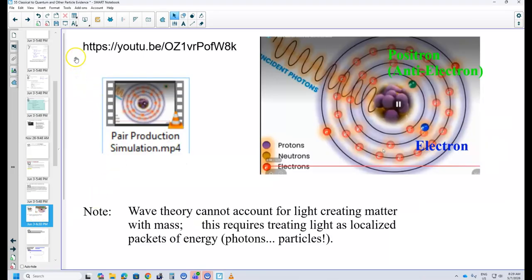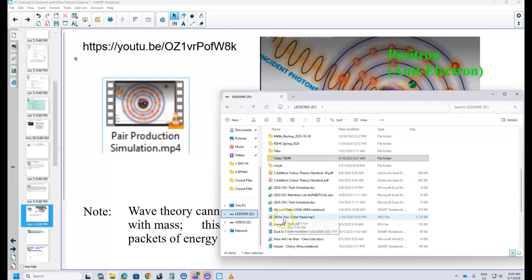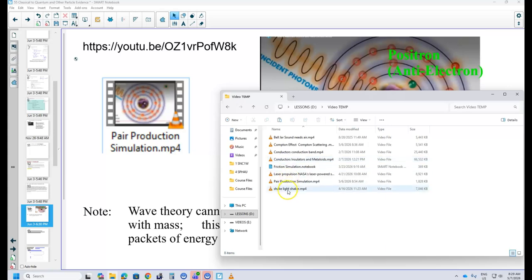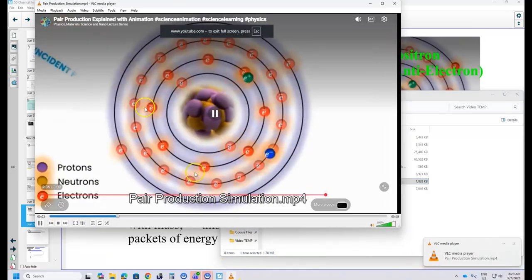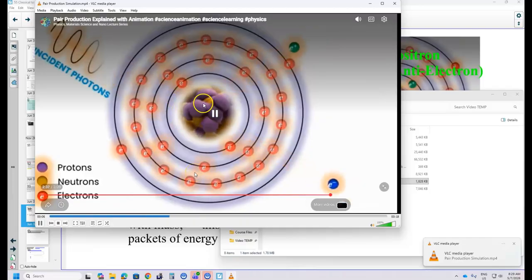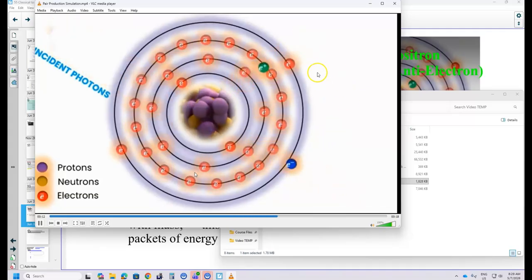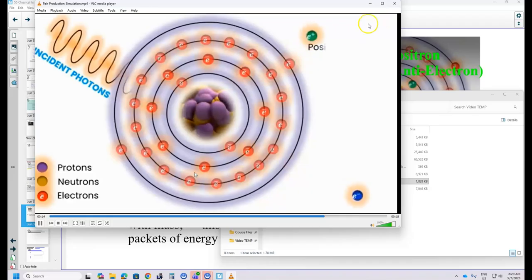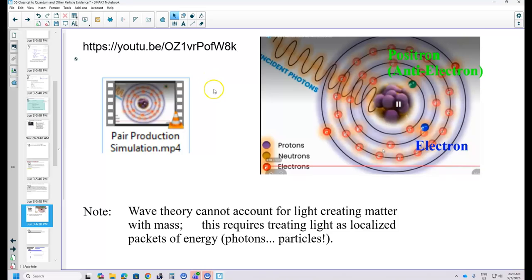So this pair production simulation, let's move over to my file now. Pair production simulation. Show it quick here. So a high-energy X-ray photon comes in, collides with a nucleus, and you get these two particles, right? An electron and an anti-electron, sometimes called a positron. In the video they called the other one a negatron for some reason, but it's an electron, of course. It's just a regular electron.